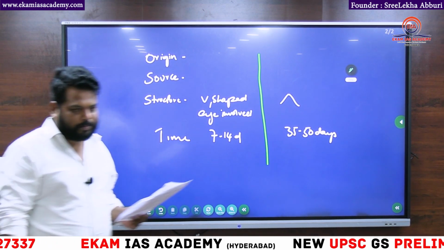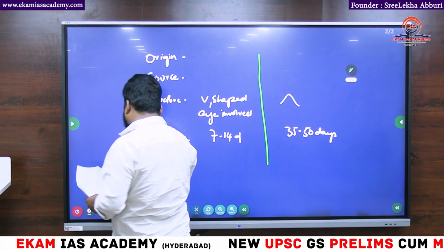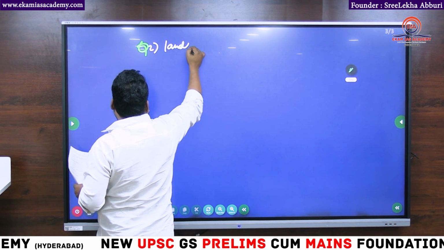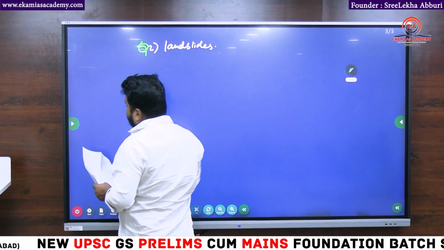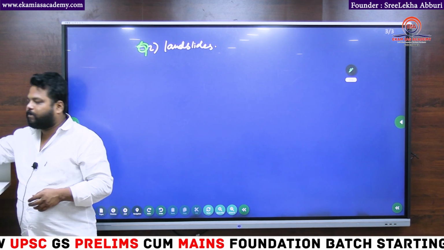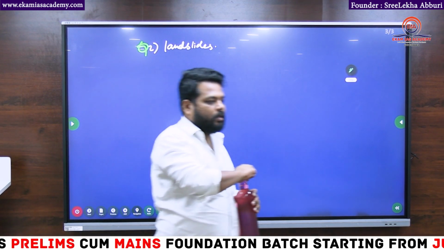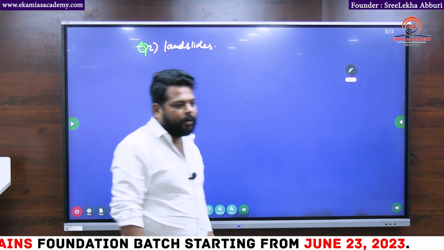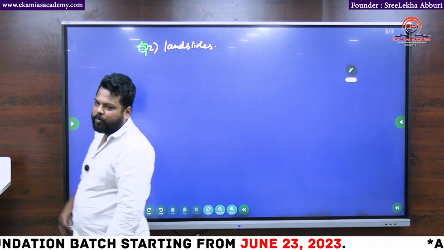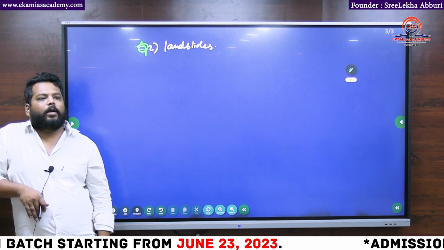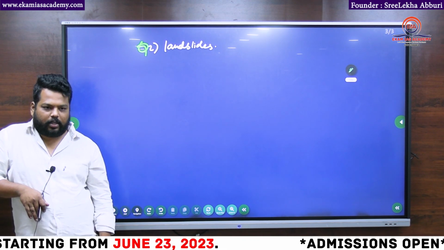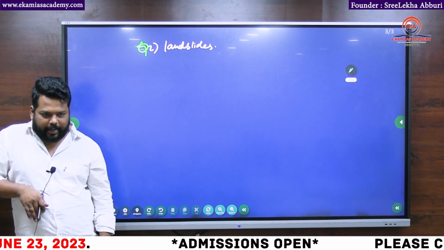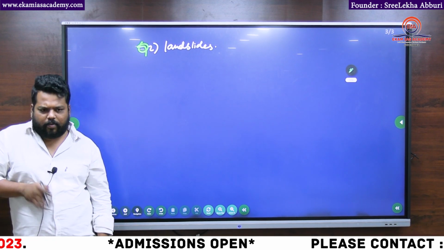Next, question number 2. क्वेश्चन था लैंडस्लाइड्स के ऊपर. Yes, what do you mean by landslide? Sudden movement of earth due to gravity. A much better definition: movement of the topmost layer of the earth down the slope, either with gravity or with some external force.